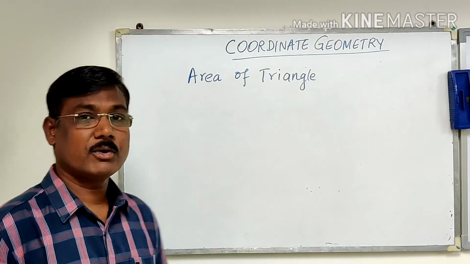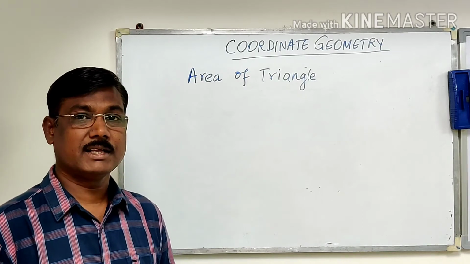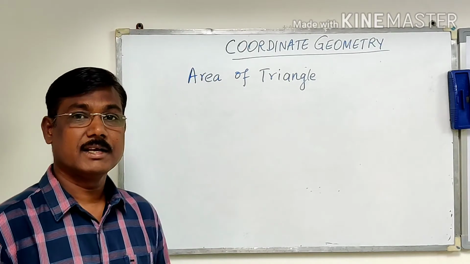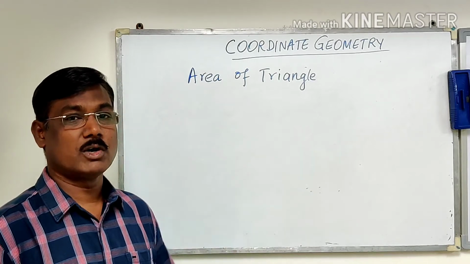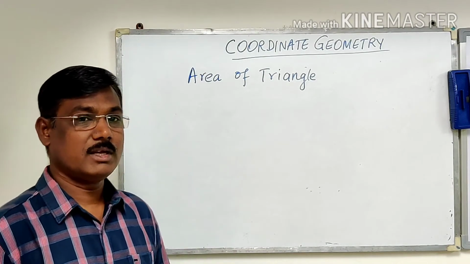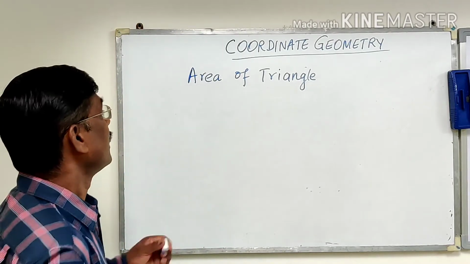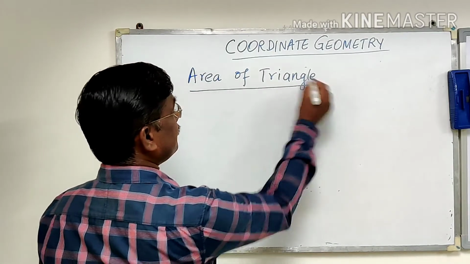Okay. Before going to solving problems, there is one concept involved, which is finding the area. We will start with finding the area of a triangle, then we will move on to finding the area of a quadrilateral, then we will solve the problems involved in these two topics, right? Area of triangle.